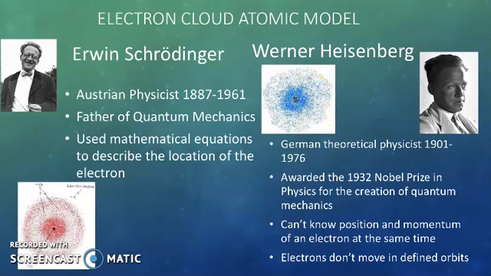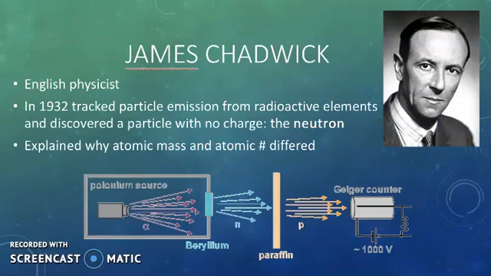And in 1932, he got the Nobel Prize in Physics for the creation of quantum mechanics. So even though Schrödinger is the father of quantum mechanics, Heisenberg was kind of the one that took Schrödinger's findings and created quantum mechanics. Our last person is Chadwick. He was an English physicist. He doesn't have a model of the atom, but we do credit him for finding our neutron.